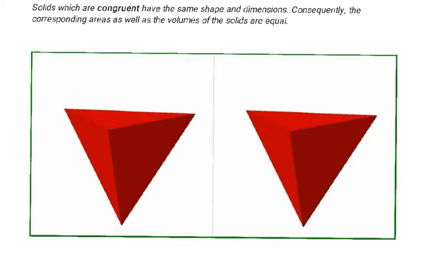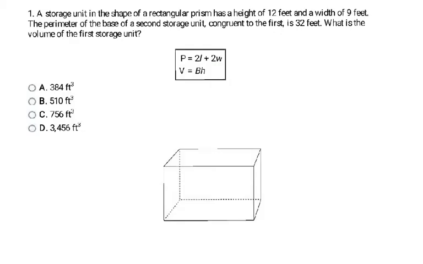Like I said, solids that are congruent are going to have the exact same shape and dimension. So these are two congruent pyramids. And so you also know that their areas and volumes are going to be the same as well.